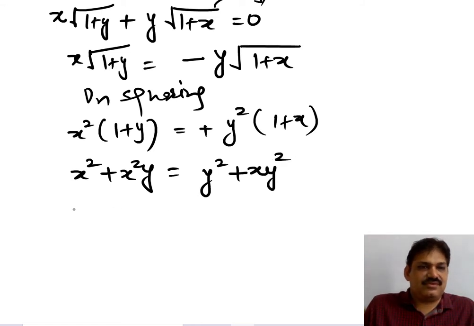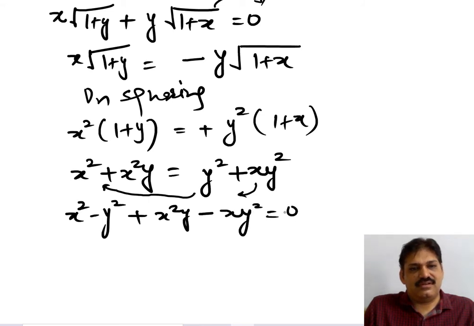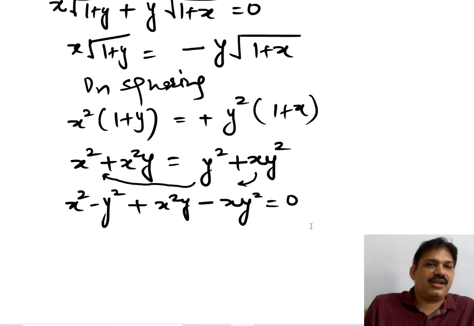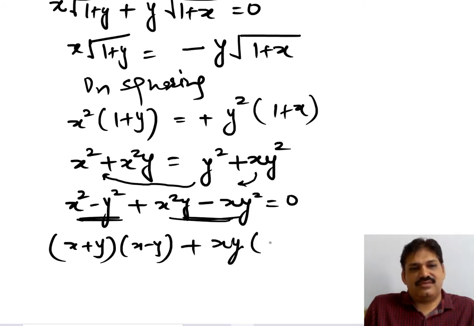We transpose the terms to the left hand side. This gives us x squared minus y squared, and plus x squared y minus, this will be taken to the left, x y squared. Okay. If we try to factorize this, what we get is x plus y into x minus y, a squared minus b squared. And what can be taken common here is simply xy. So it will give us x minus y.